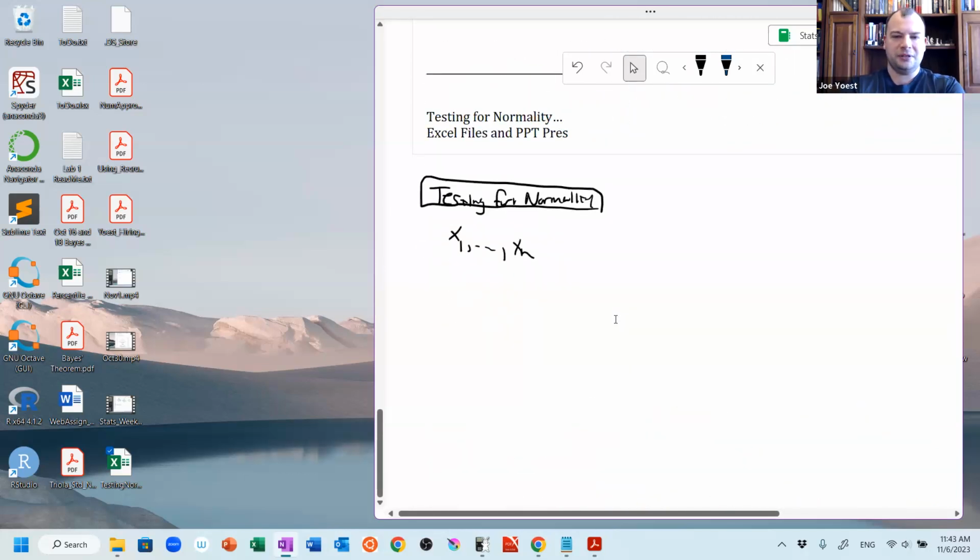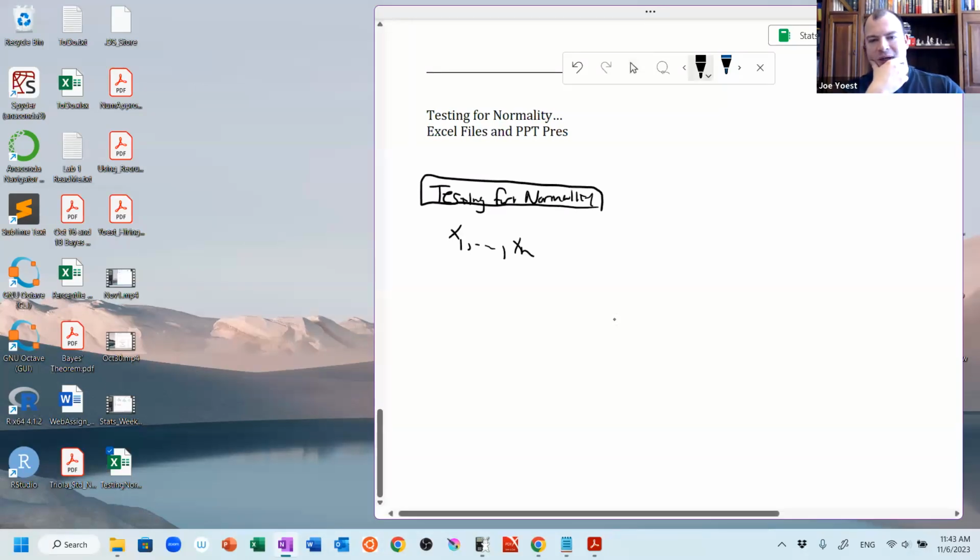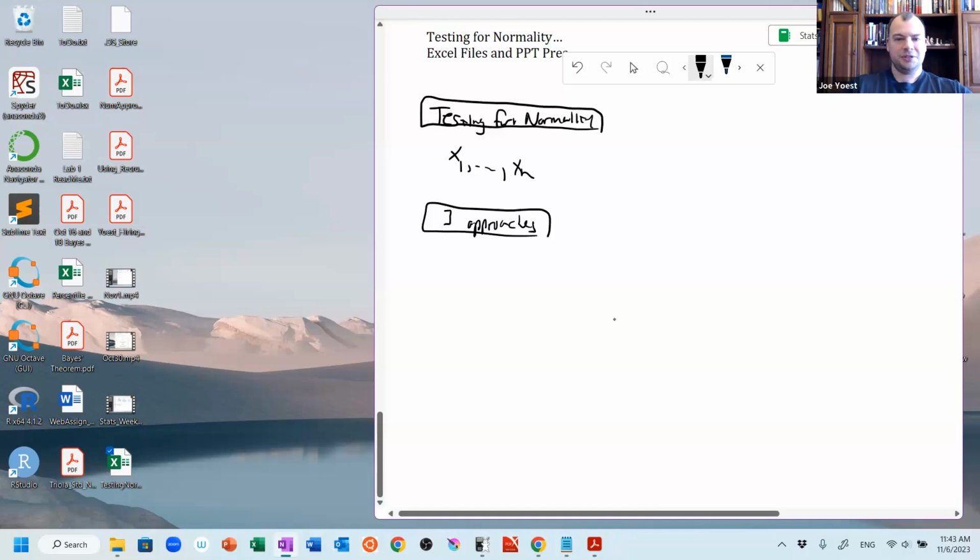So we might be really interested in making an educated guess about whether or not the underlying population is normally distributed on the basis of a sample. And there are basically three approaches, in increasing order of complexity. There's the so-called back of the envelope test.